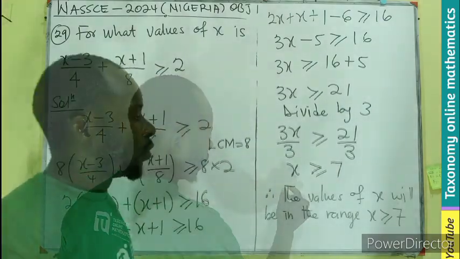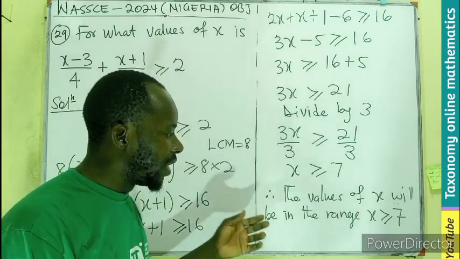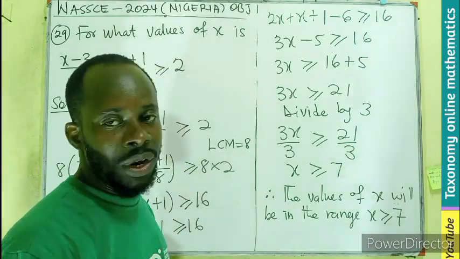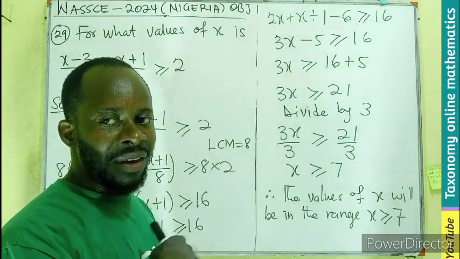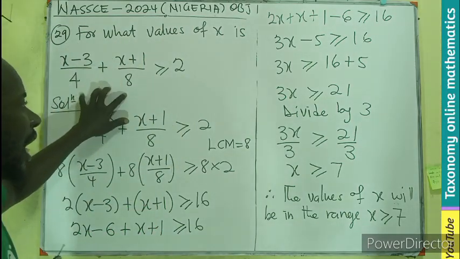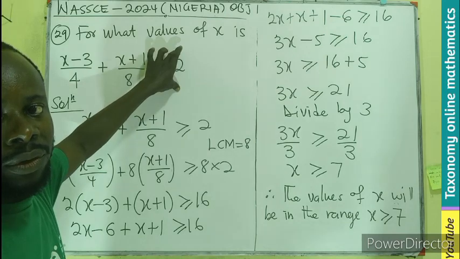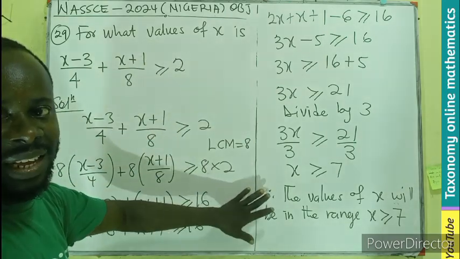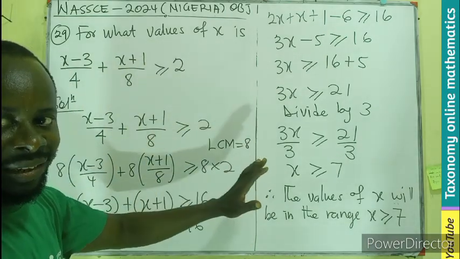So therefore, the values of x will be in the range x greater or equal to 7. So all numbers greater or equal to 7 become the values of x that will satisfy the left side being greater or equal to 2. I'm sure the concept is clear. The procedure from the beginning to the end is understood.